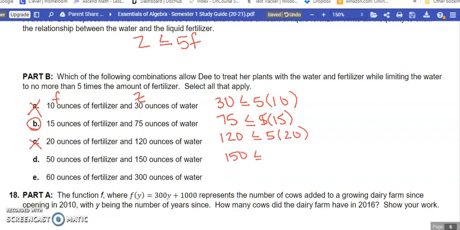Is 150 less than or equal to 5 times 50? 150 is less than 250, so yes. And finally, is 300 less than or equal to 5 times 60? Well, it's exactly 300, so it looks like B, D, and E there.